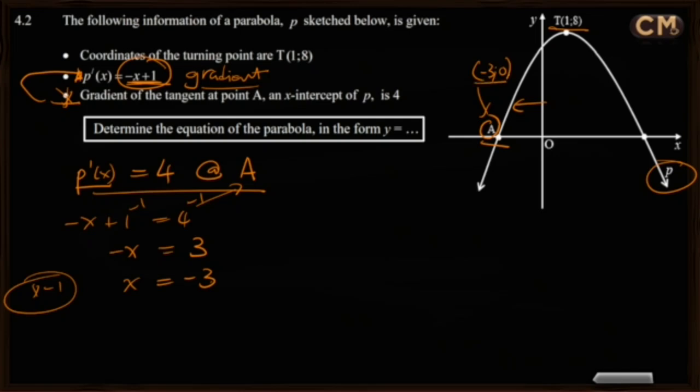Nice. Now we have the coordinates of the turning point being 1 and 8. So we are going to use turning point form and say that p of x is equal to a. We don't know the value of a. We'll have x minus 1 from this x value over there, all squared, plus 8.